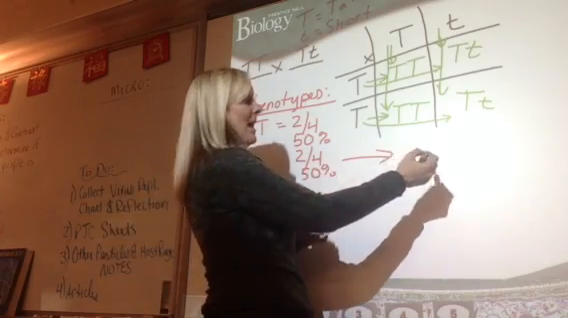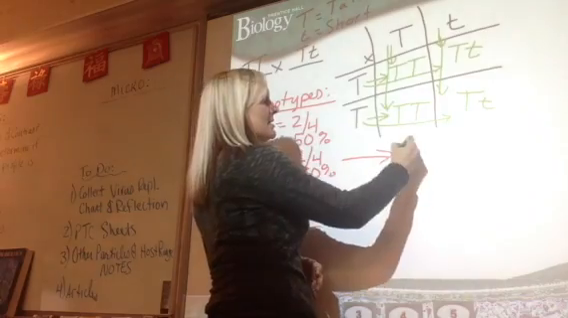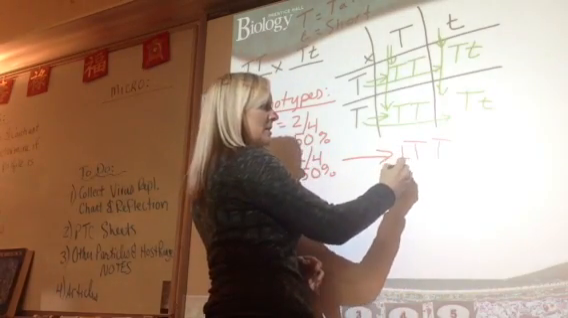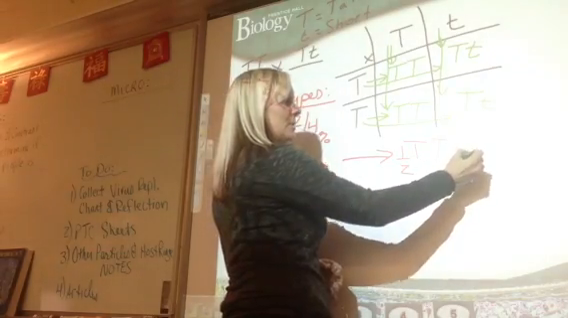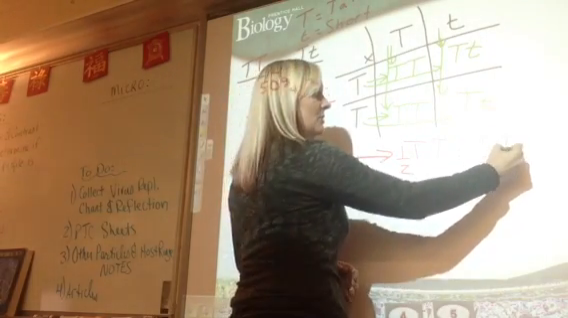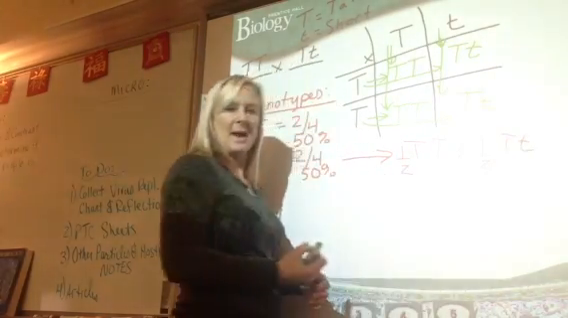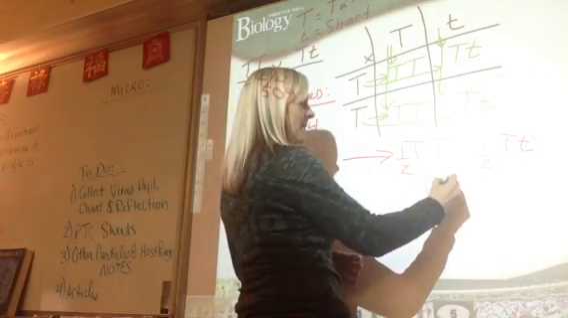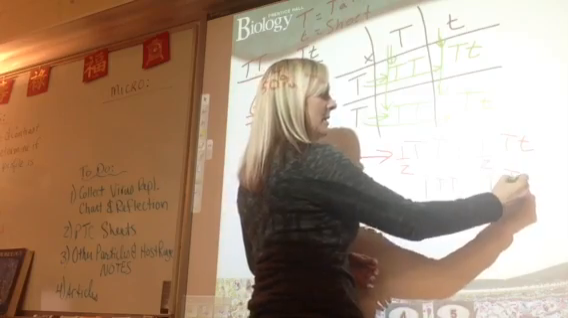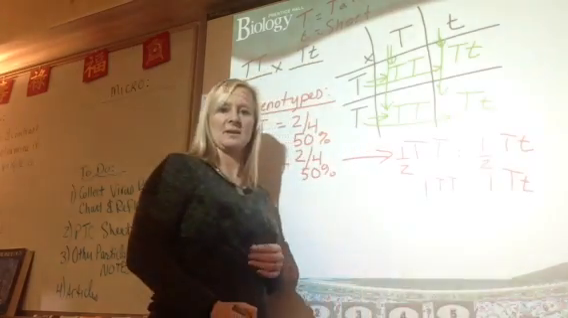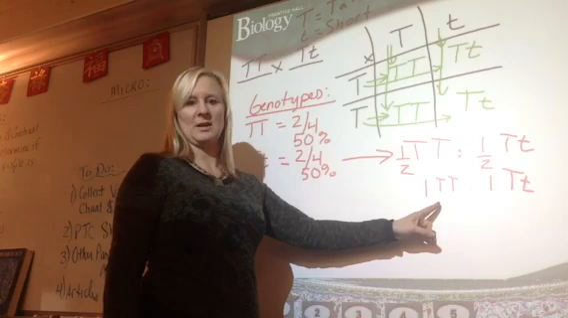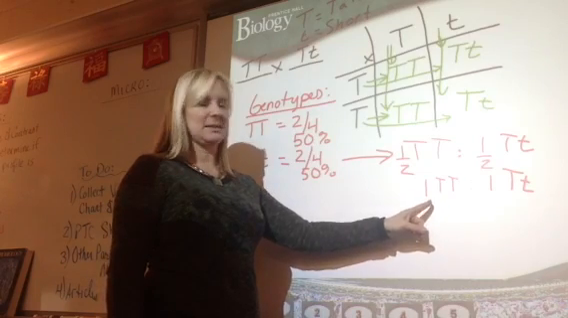Okay, so I have to write this as a ratio. So how do I write my genotype ratio if I've got half homozygous dominant and half heterozygous? Well, I can simplify, and I can write it as capital T, and there is 1 out of 2 of those to 1 out of 2 heterozygous. Or I can write 1 capital T to 1 heterozygous. The reason I like to do it this way is it's easier to read, okay? It's a lot easier to read that.